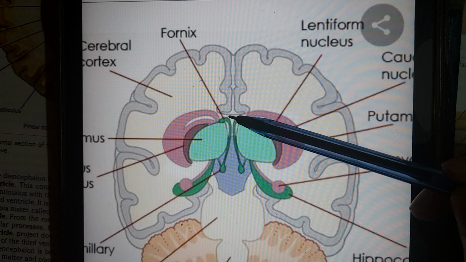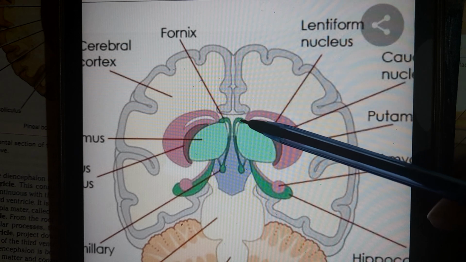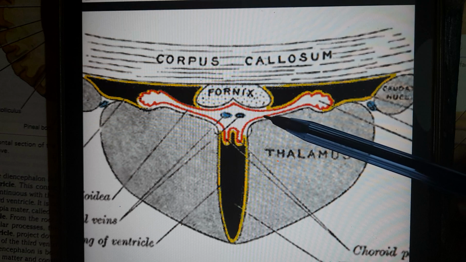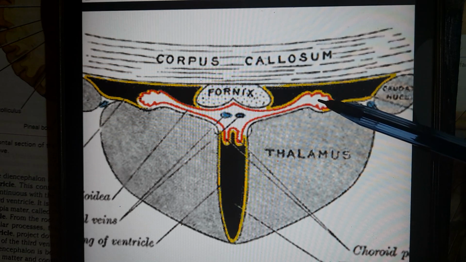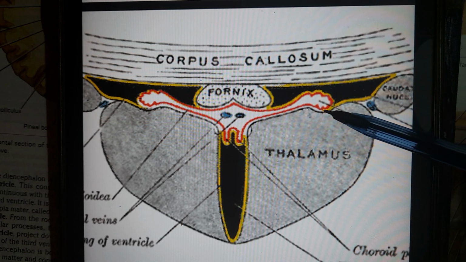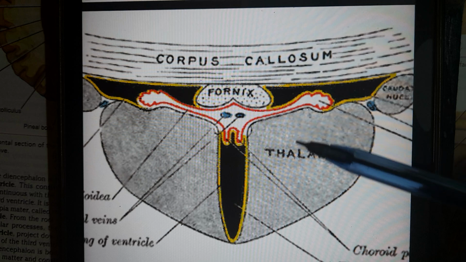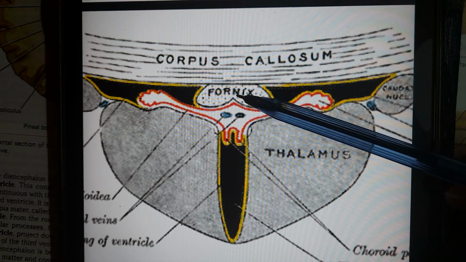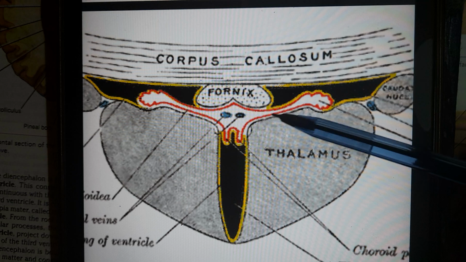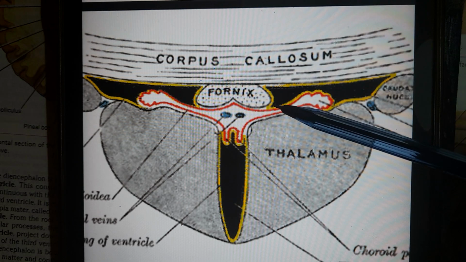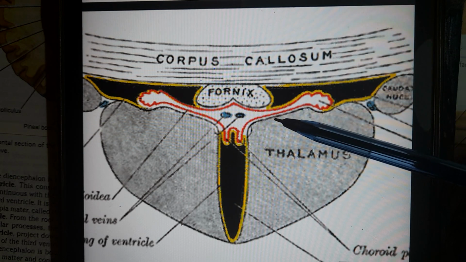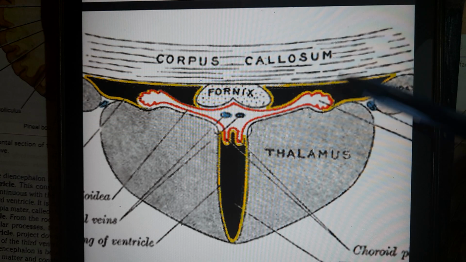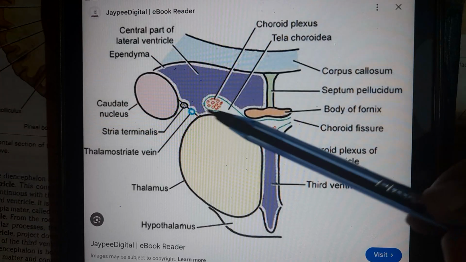And just superior to the thalamus we also have the tela choroidea as well as the choroid plexus, which are the folds of the pia mater. These folds are between the fornix and the thalamus. These are the folds of pia mater, and they are forming the tela choroidea as well as the choroid plexus. You can see over here.